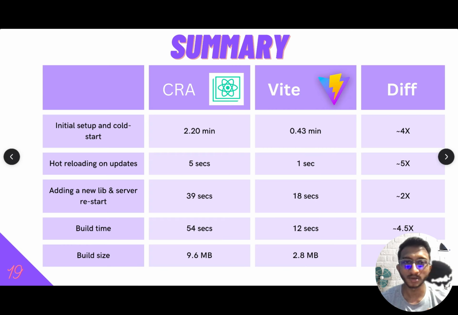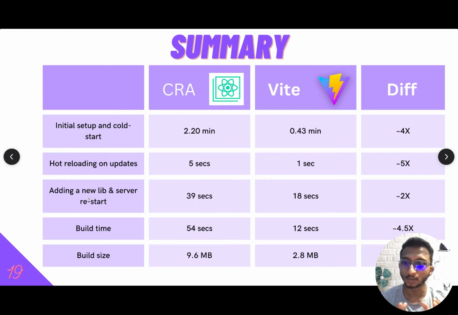So let's just summarize whatever we have seen so far. In the first round, we did an initial setup and a cold start. For that, CRA took 2.20 minutes and Vite took 0.43 minutes, which is like Vite being four times faster than CRA. Then we moved to the next round where we tried hot reloading while making small updates, where CRA took almost 5 seconds and Vite's change was almost instantaneous. Sometimes it's not even 1 second. So I've just mentioned a difference of Vite being 5x faster in terms of hot reloading.